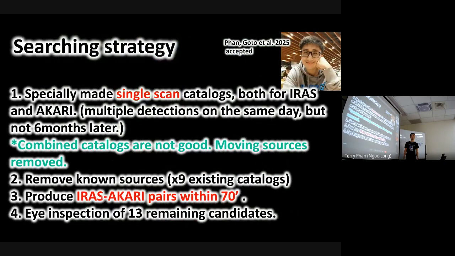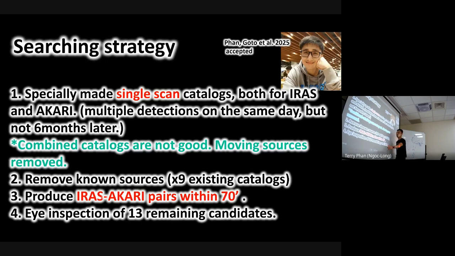And then he searched for objects that are detected multiple times on the same day, but then a few months later that object disappeared, because its proper motion is moving slowly, so it can be detected on the same day but not months later. So these are the objects Terry found. And then remove known sources, and then try to find pairs, which he did the same thing for IRAS, and then pairs within 70 minutes.